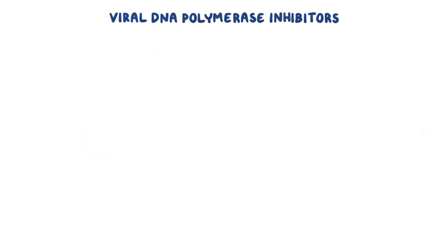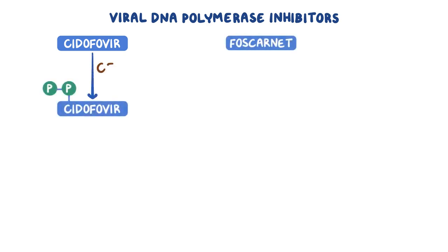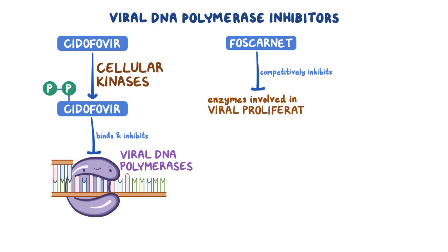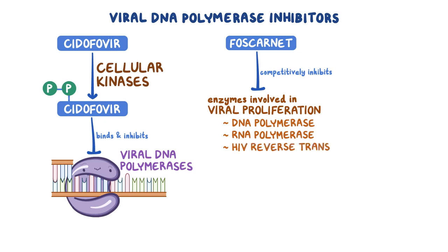Alright, now let's switch gears and move on to viral DNA polymerase inhibitors, which include cidofovir and foscarnet. Cidofovir is exclusively phosphorylated by cellular kinases to the active diphosphate form, which directly binds to and inhibits viral DNA polymerases. However, foscarnet, unlike the rest of the herpes medications, does not require phosphorylation to become active. It competitively inhibits several viral enzymes involved in viral proliferation, like DNA polymerase, RNA polymerase, and also HIV reverse transcriptase. Resistance to foscarnet can develop due to mutated forms of DNA polymerase.